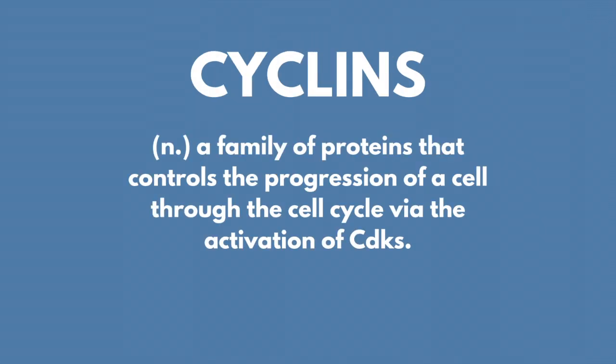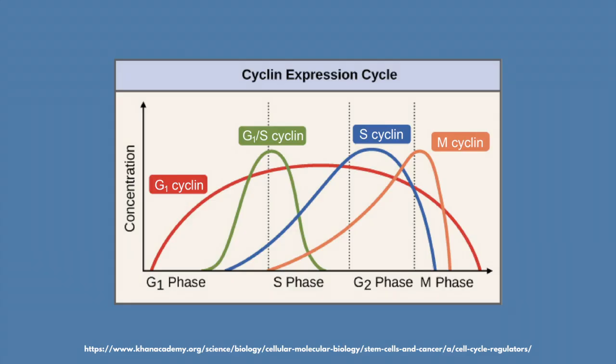Cyclins are a family of proteins that controls the progression of a cell through the cell cycle via the activation of CDKs. It's important to know that different types of cyclins are only present at certain phases. So for example, the concentration of the S cyclin begins to increase during the S phase, reaches a peak at the G2 phase, and then decreases during the M phase.